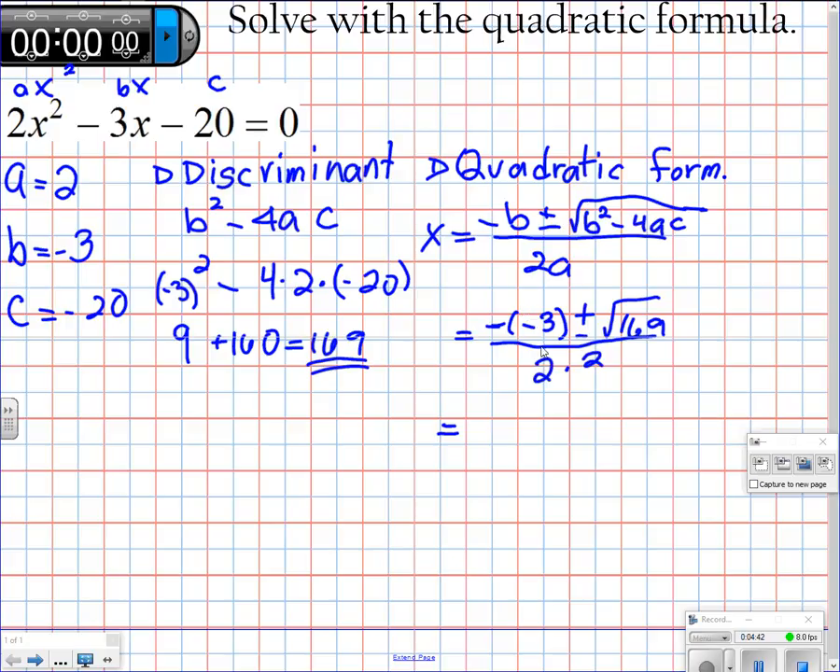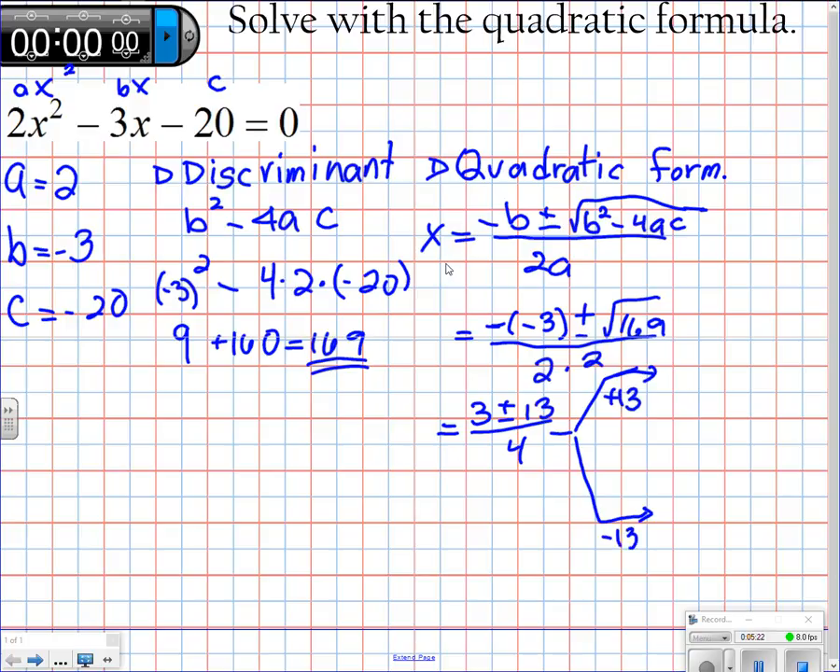Okay, now let's simplify that. Two negatives will give you a positive, so this is just positive 3. Plus or minus, what is the square root of 169? That'll be 13. And 2 times 2 will give you 4. Now, I cannot simplify that because of the 13. Sometimes it's positive, sometimes it's negative, so I have to look at two different cases. Case number one, what would the answer be if the 13 was positive 13? Case number two, what would the answer be if the 13 was negative 13?